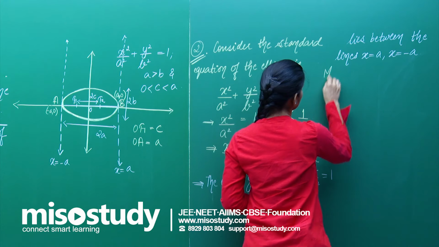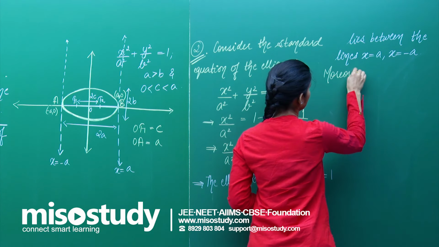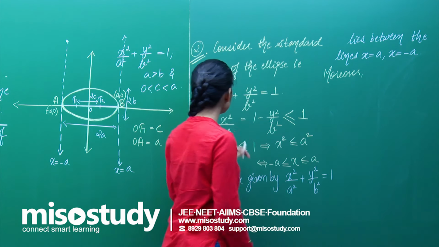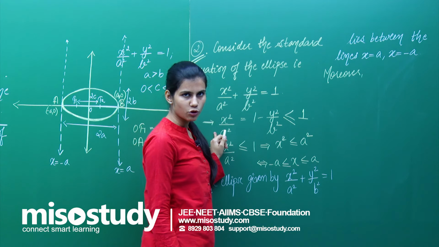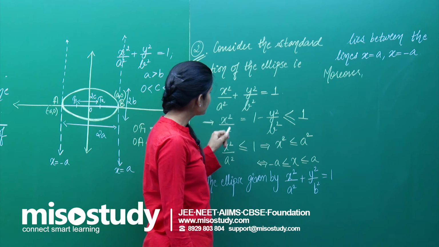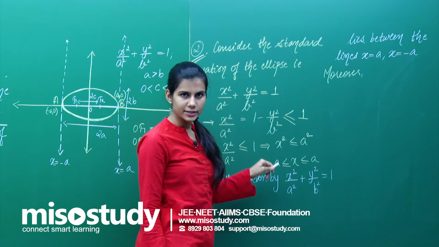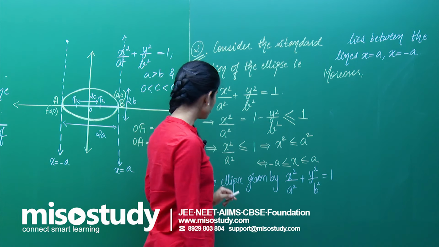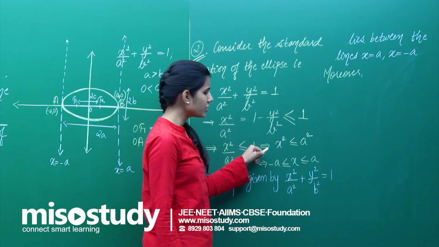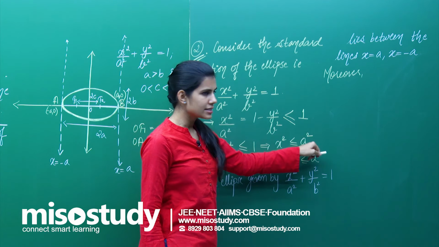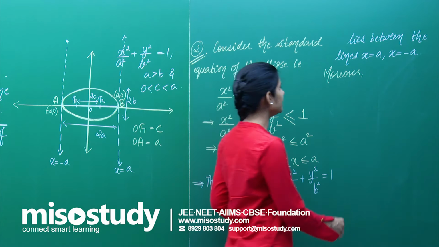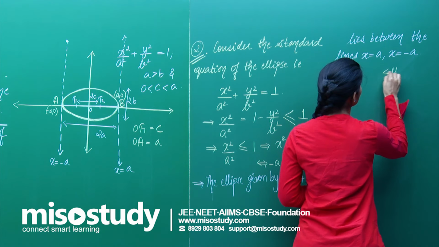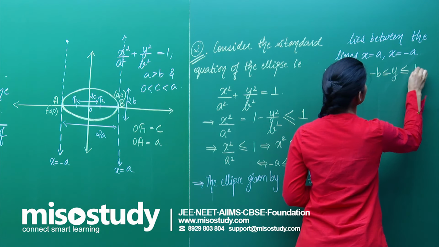Moreover, if you are going to not keep x square by a square here, but instead keep y square by b square over here, you will have y square by b square equals 1 minus x square by a square, which is again less than or equal to 1. You would be getting y square by b square is less than or equal to 1, y square is less than or equal to b square. That means y is lying between minus b and b. Moreover, y also lies between minus b and b.